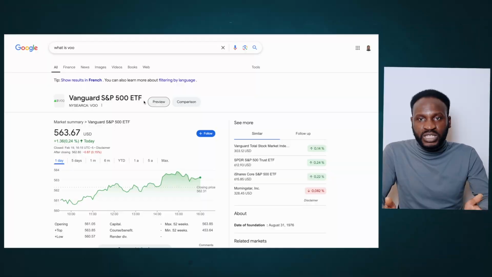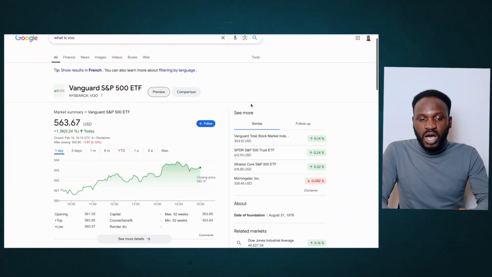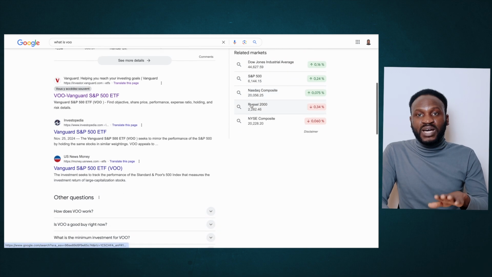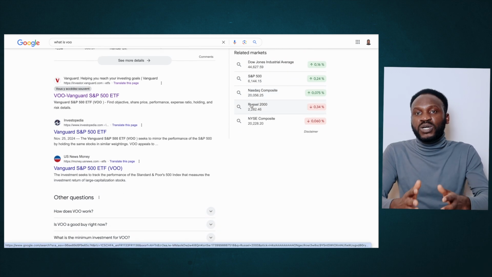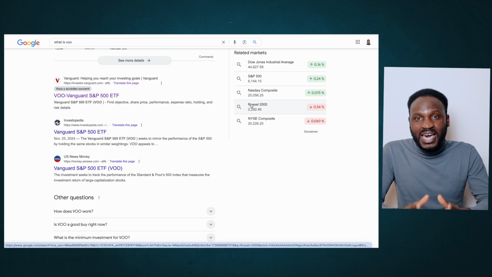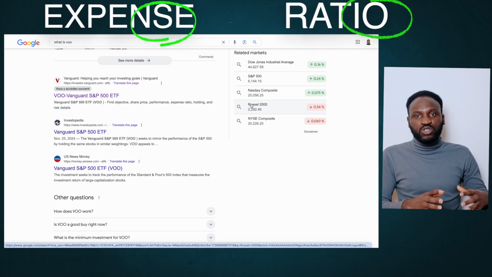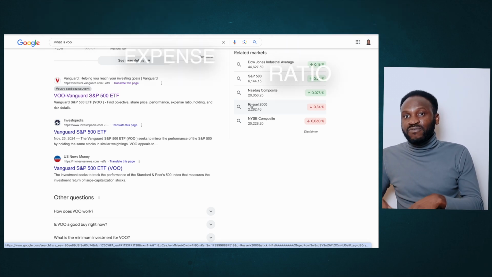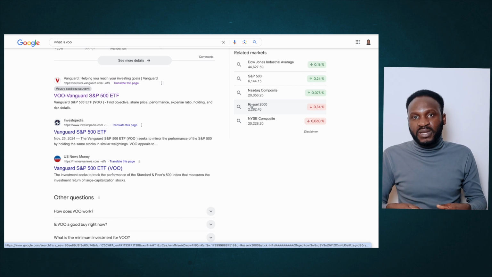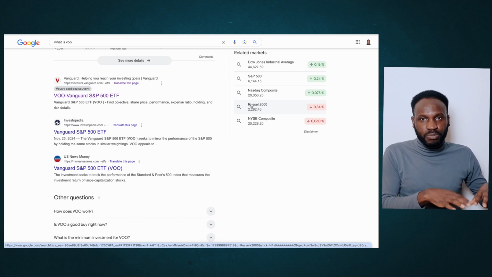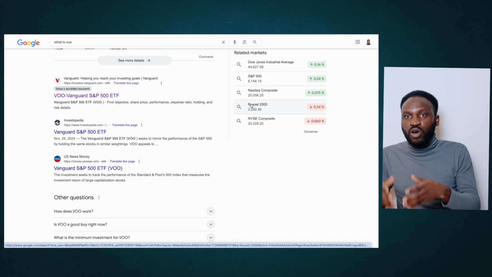If you don't know what it means, and let us say, for example, before you invest in any company, you need to look at the expense ratio. If you don't know what expense ratio means, it's the amount you are going to pay at the end of the year for you to invest in that particular company. It's like a tax they are going to charge you to be an investor in that company.